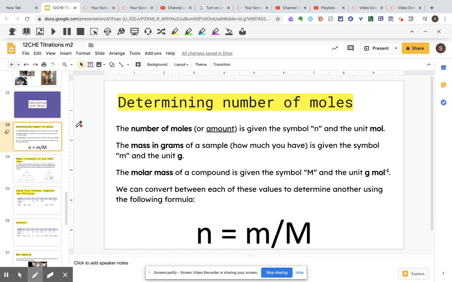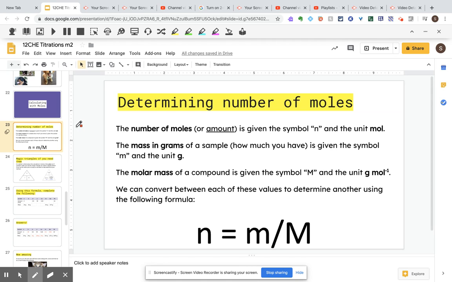So the number of moles or amount, we give this the symbol lowercase n and the unit mole, as you've gone through before. The mass in grams of a sample, so it's always in grams, it's never in kilograms, is given the symbol lowercase m and the unit g for grams. The molar mass of a compound is given the symbol capital M, just to make it difficult, and the unit grams per mole. And we can convert between each of these values to determine another one using the following formula.